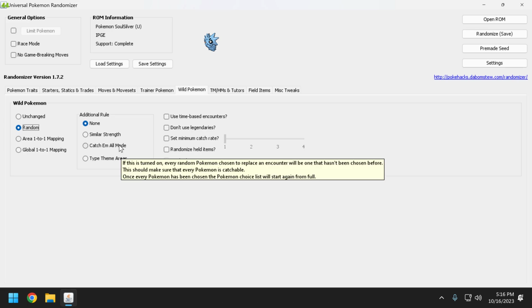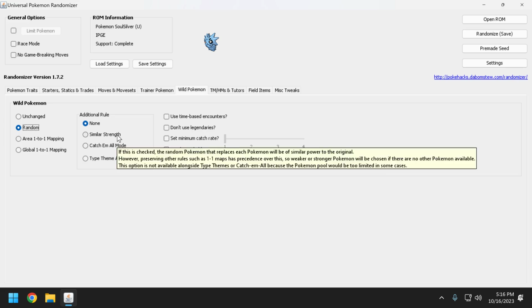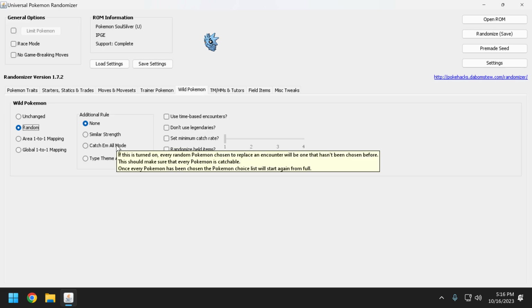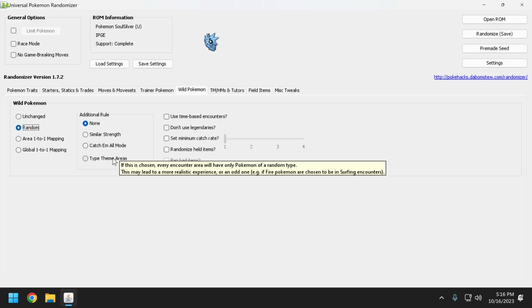You also run into the problem that you could be catching evolved Pokemon. If you do similar strength, most of the time you'll be catching the first evolution, but in the other two options, you will see a lot of evolved Pokemon in the wild. And then type-themed areas. This one's kind of an interesting one. In certain areas in the vanilla game, obviously if you fish, you're going to find water types. If you go into the forest, you're going to find bug types. If you go to volcanoes, you're going to find fire types.